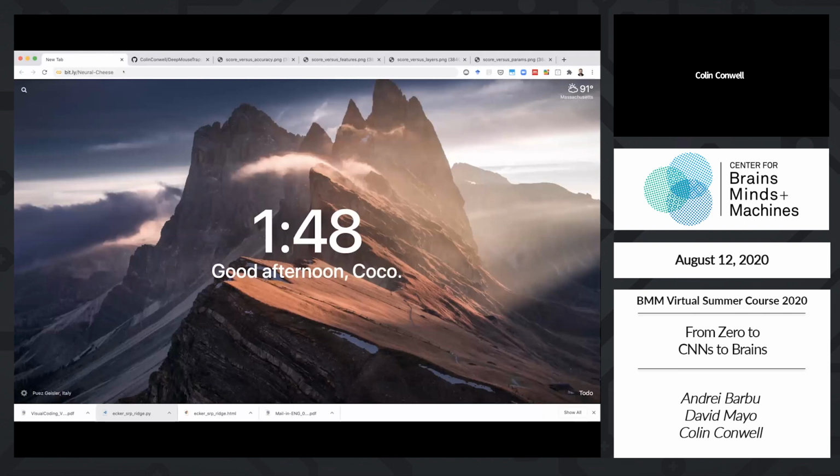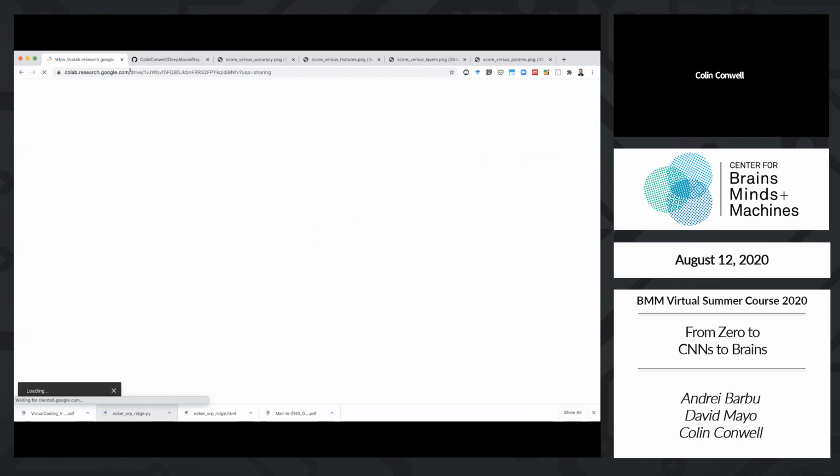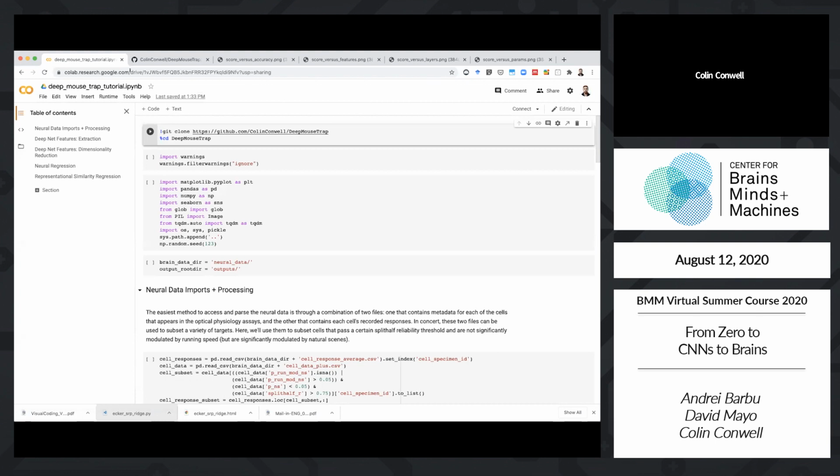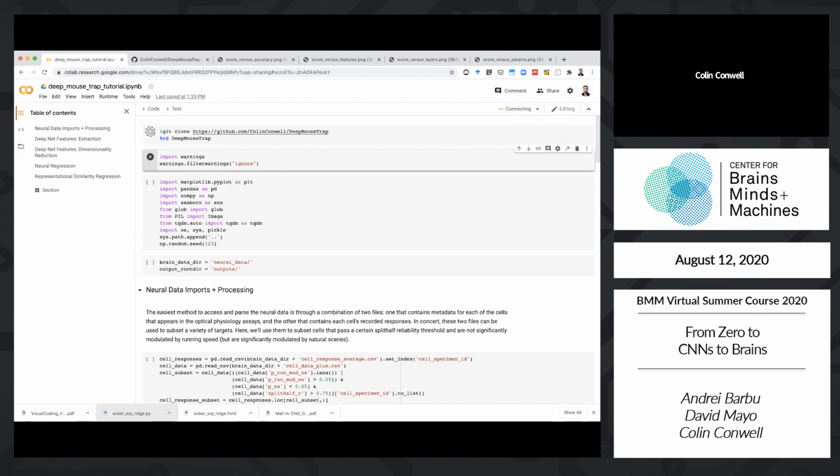So if you'd like to follow along with this tutorial, there's a very simple hyperlink you can go to here, bit.ly/neuralcheese, which will lead you to a Google Colab notebook called Deep Mousetrap. So the first thing that we're going to do here is load some tools that we've made for facilitating this process of neural comparison from GitHub. So we'll run this cell first.